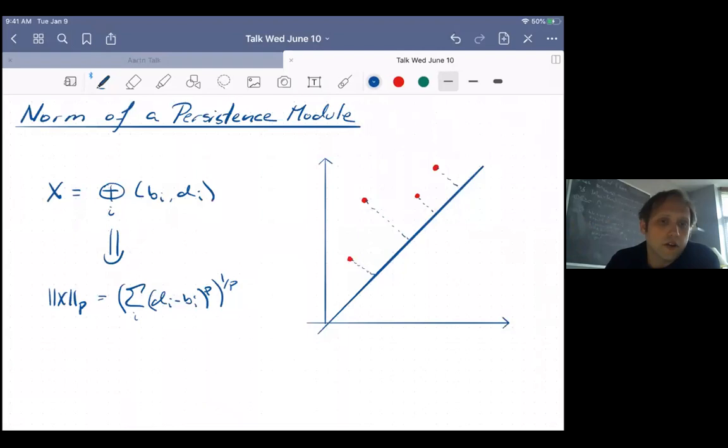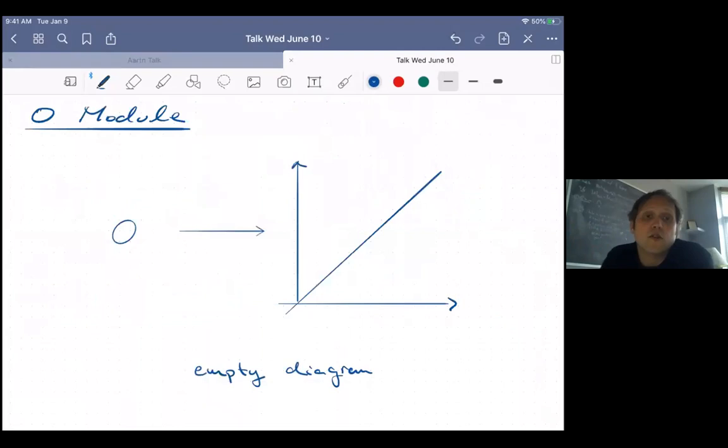But my claim would be that this is actually a very fundamental quantity. So before I get to that, I'll give two examples of why this is something reasonable. The first one is just the zero module. So if I think about zero as an algebraic module, it's in an abelian category, so it should have zeros.